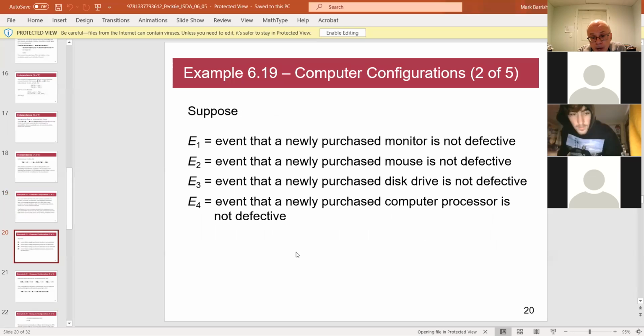So we have different possible problems. It could be that the monitor is defective, or the mouse is defective, or the disk drive. They used to have, well, they have disk drives that are internal now, but the disk drives could be defective. Or the computer processor is defective. Now, each of these events is saying they're not defective, all right? So you have to be careful in reading this. These are the events that these particular items in the computer are not defective.